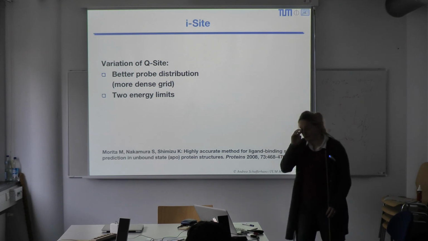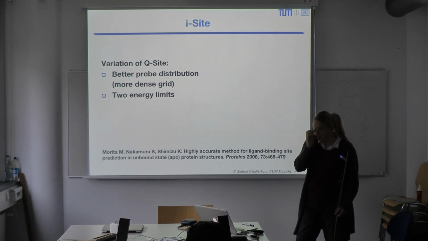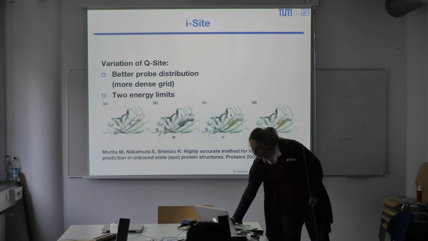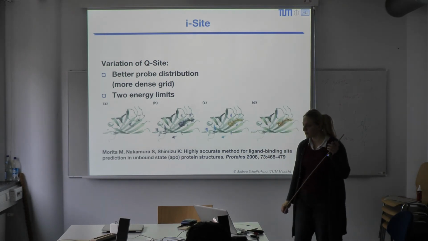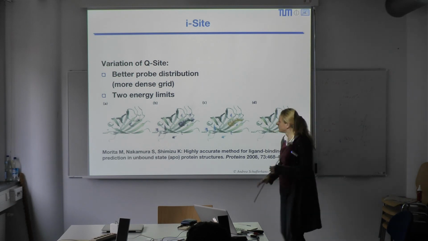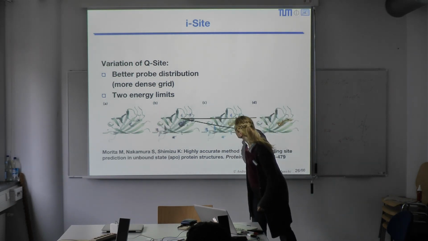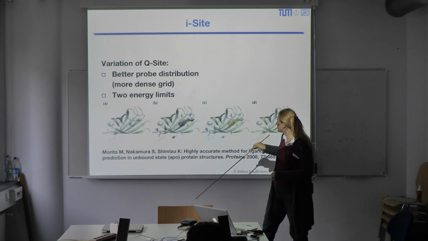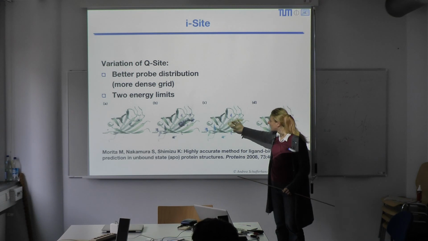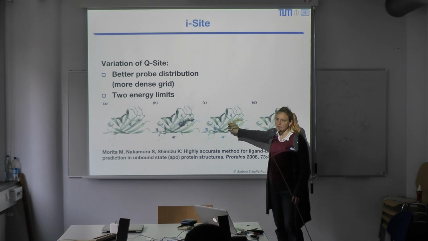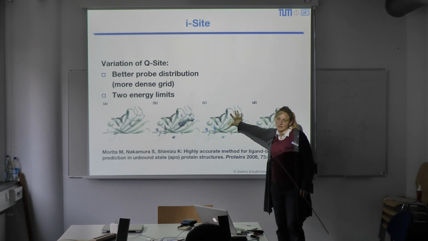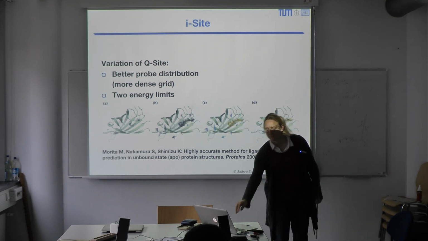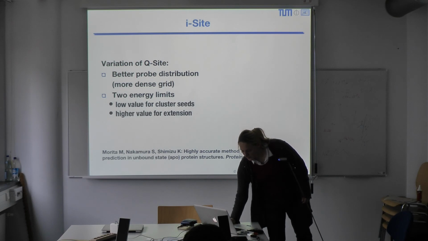They also found that it helps to have 2 energy limits. So they go around and look for where we find any kinds of points that are favorable for interactions. Then they have a pretty low energy limit for starting a cluster and a higher limit for extending that. Thereby they can get rid of things that are rather insignificant.